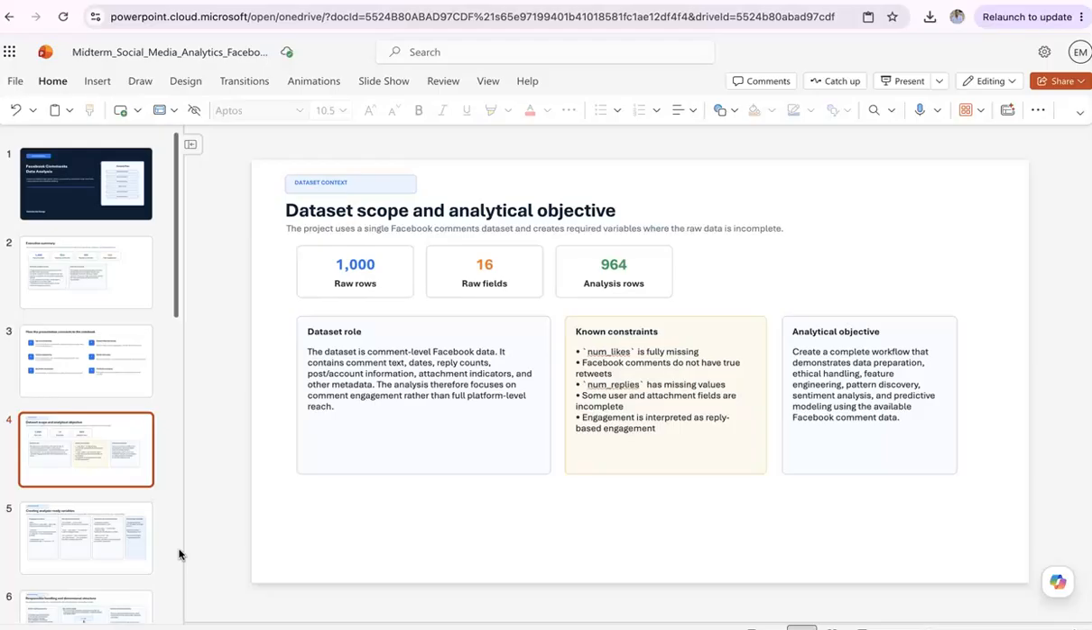The main measurable engagement signal is the reply activity. The objective here is to transform this comment-level data into useful metrics that can support exploratory analysis, sentiment analysis, association rules, and predictive modeling.